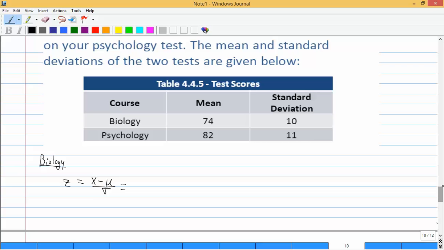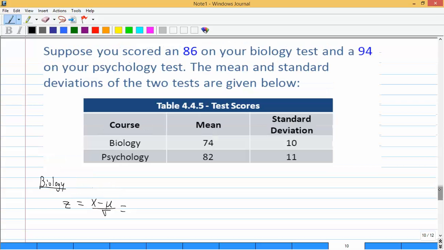So it said that we made an 86 on the biology test. So 86 minus the mean on the biology test is 74, divided by the standard deviation is 10. Okay? So that would be 12 divided by 10, or 1.20.